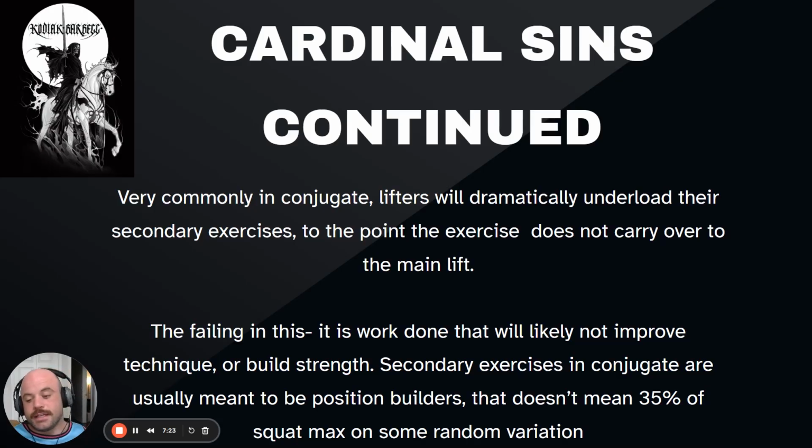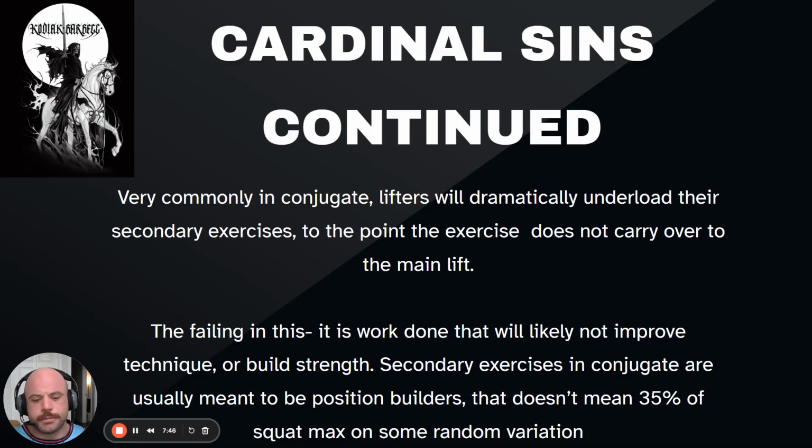It's not going to improve technique. It's not going to build strength. And we would typically consider that junk volume or a junk exercise, which is like, there's no reason for it to be in the program because it's not improving on a quality we're trying to improve on, right? The amount you can fuck up in a 1.5 squat at 35% of your max and still have it look good is pretty high.